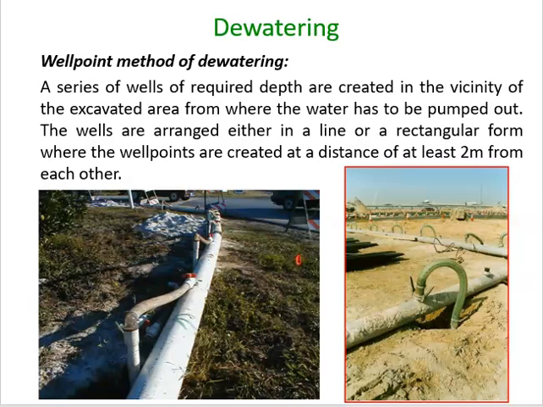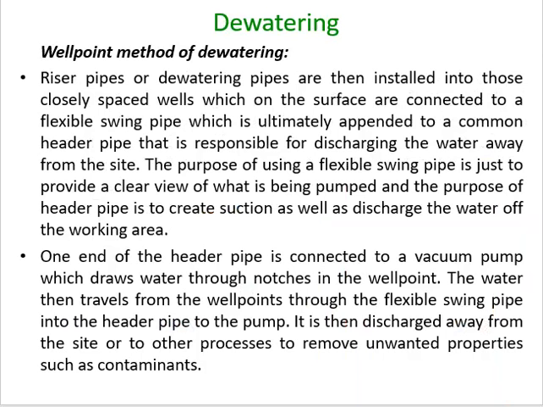One end of the header pipe is connected to a vacuum pump, which creates suction pressure in the wells and draws water. The water then travels from the well points through the flexible swing pipe into the header pipe to the pump. It is then discharged away from the site or to other processes to remove unwanted properties such as contaminants.